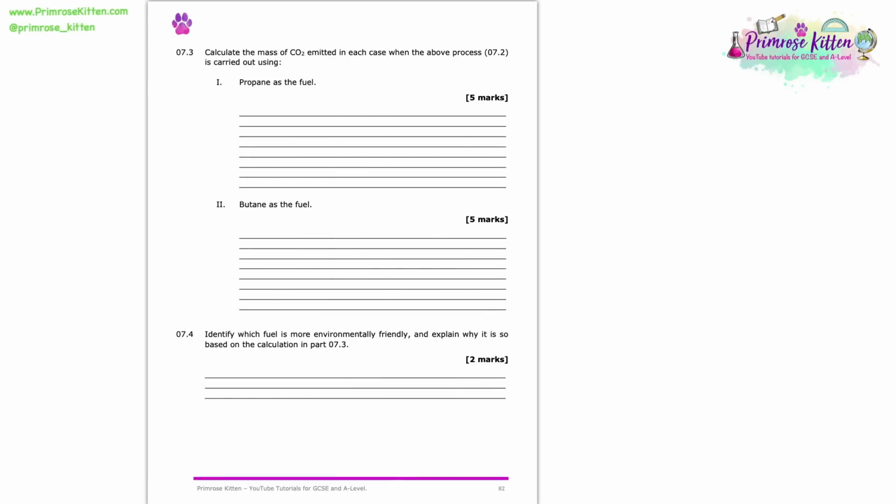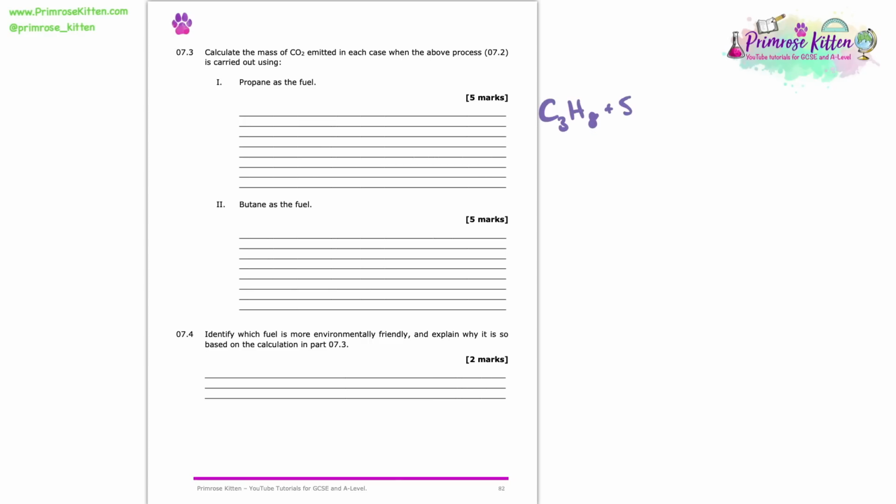So now for the next part of this question, we're asked to calculate the mass of carbon dioxide emitted in each case when the above process, so that release of heat, takes place. So first we need to do this looking at propane as the fuel. So here I think it's important that we sort of write down that balanced equation again that we had for propane's combustion and also get its enthalpy change.